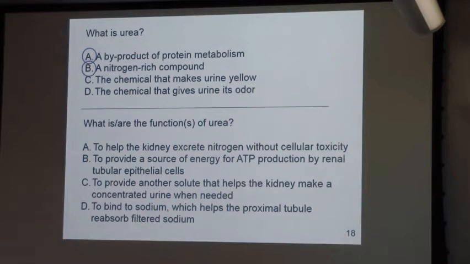It is, like I said, a product of protein metabolism because we have to get rid of nitrogen, so it is a nitrogen-rich compound. It is colorless, and it is odorless. What are the functions of urea?